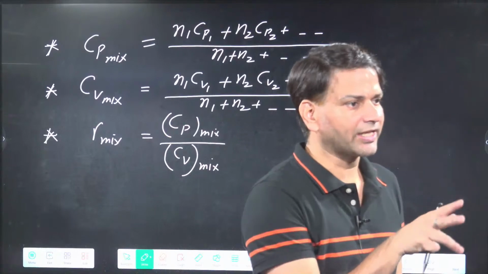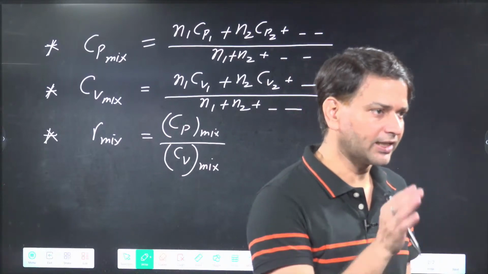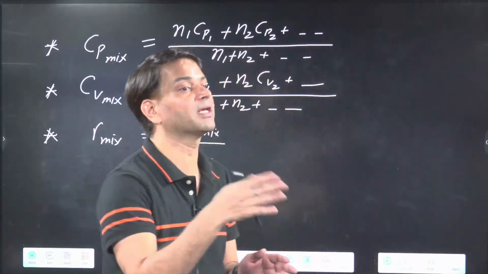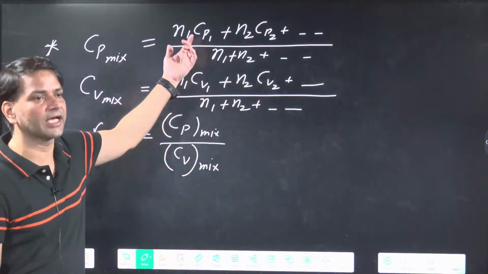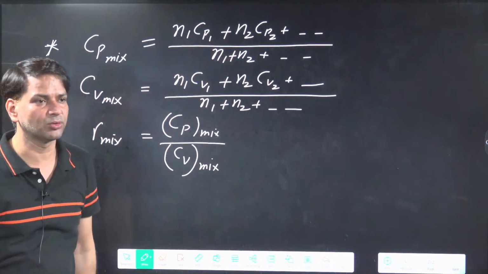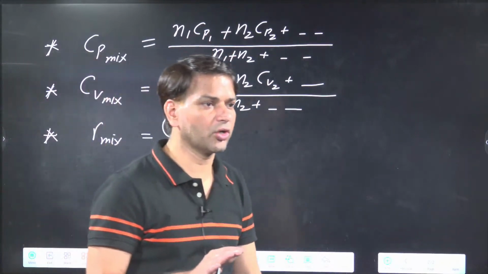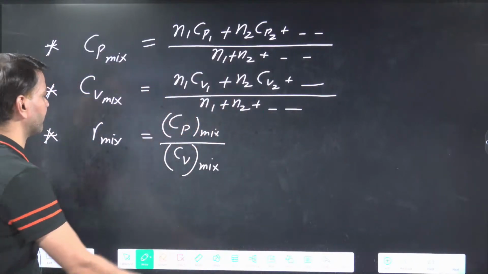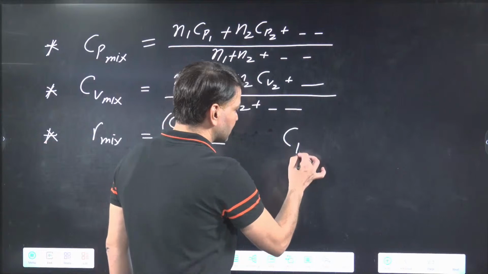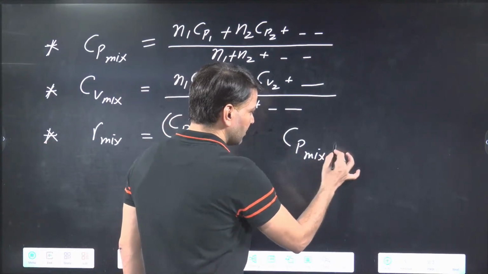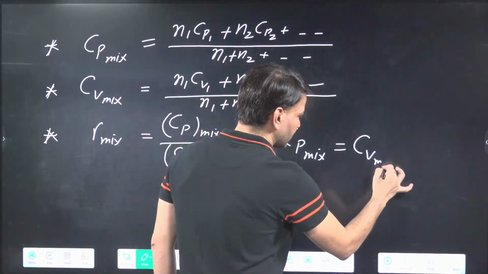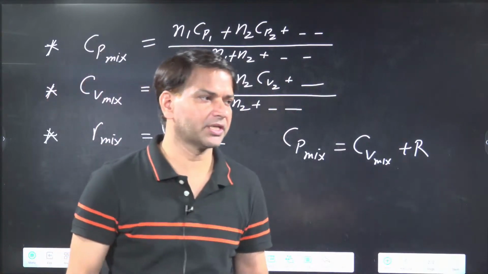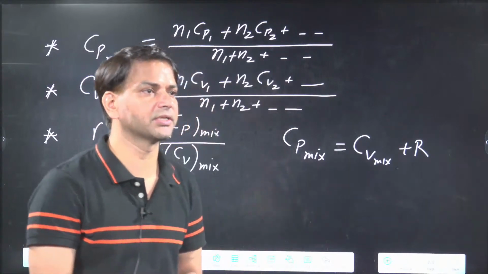So first we will calculate the Cv mixture. After getting the Cv mixture, directly you will get the Cp mixture, which is equal to Cv mixture plus R. Why do we have to unnecessarily calculate n1 Cp1 plus n2 Cp2? Getting my point or not? So we only calculate Cv mixture, which takes one line. After getting Cv mixture, Cp mixture is Cv mixture plus R. Then divide both, and you get the gamma mixture.